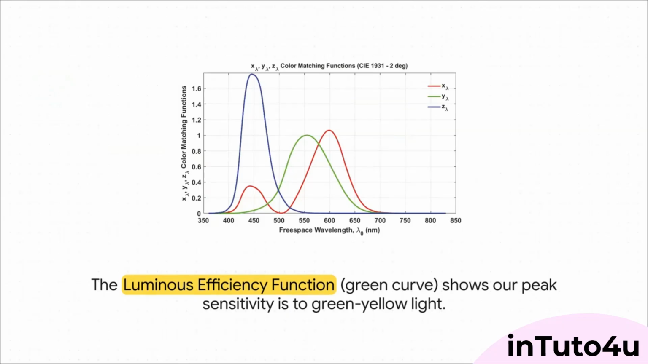This beautiful curve is called the luminous efficiency function, and it's basically this secret recipe for human vision. It shows us exactly how our eyes weigh the brightness of different colors. And see that peak right there at 555 nanometers? That's the green-yellow sweet spot that we are most sensitive to. This curve is the Rosetta Stone that lets us translate objective physics into subjective human sight.